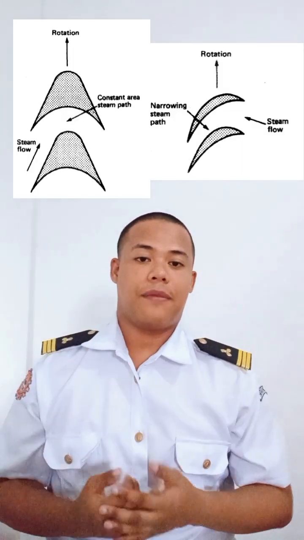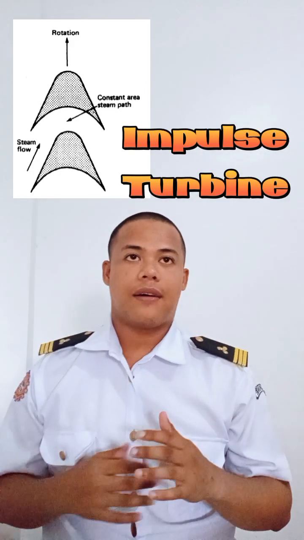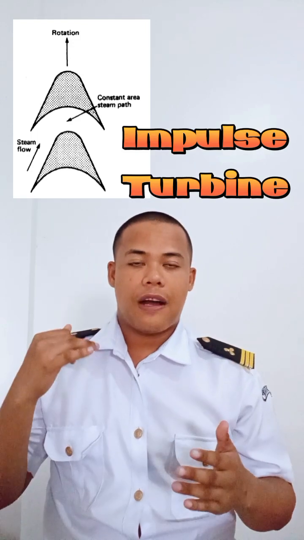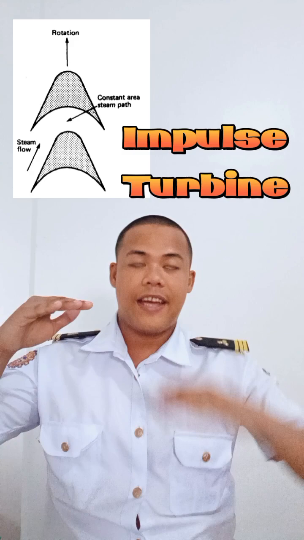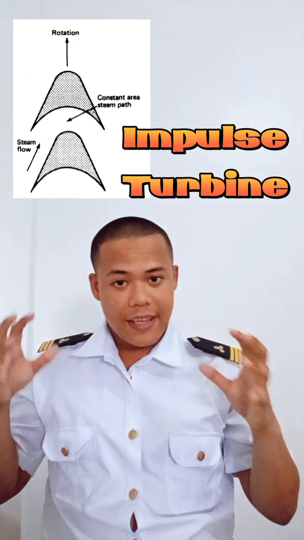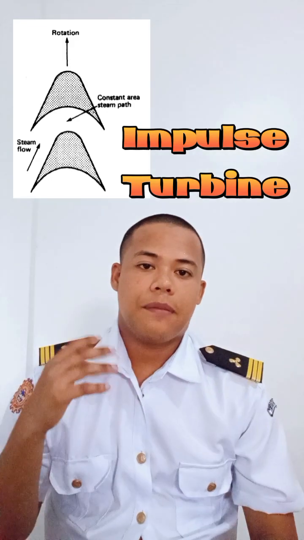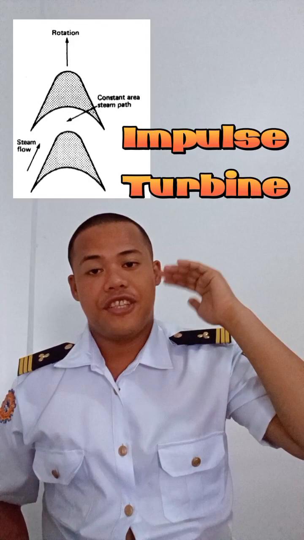So there are two types of turbine being used in the steam turbine, which are the impulse and the reaction type turbine. In the impulse turbine, its arrangement is made up of a ring of nozzles followed by a ring of blades. When the high pressure and high energy steam is expanded in the nozzle, it becomes a lower pressure and high velocity jet of steam.